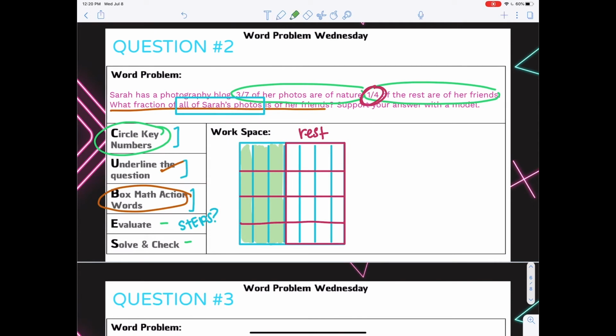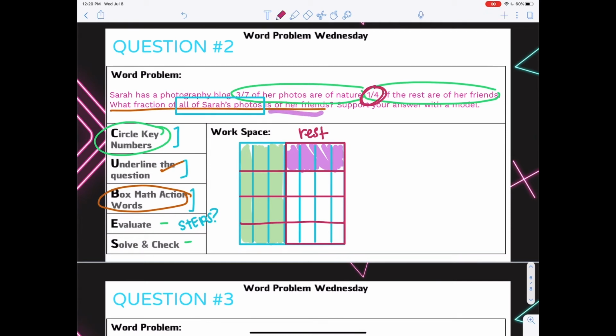So I'm going to bring out my highlighter in purple. There's one. Oh, actually, I'm sorry. One of these is what we need to fill up, because 1/4 of them. Remember, this is 1/4. There's 1, 2, 3, 4. So that's why we filled one up. So what we have to do now is, what fraction of the photos are of her friends?